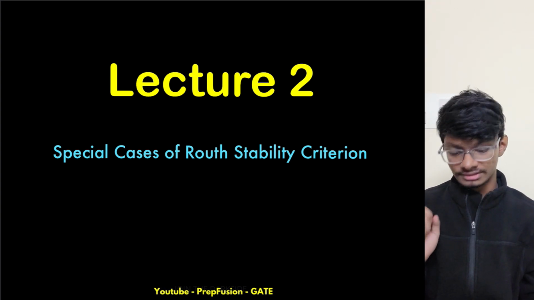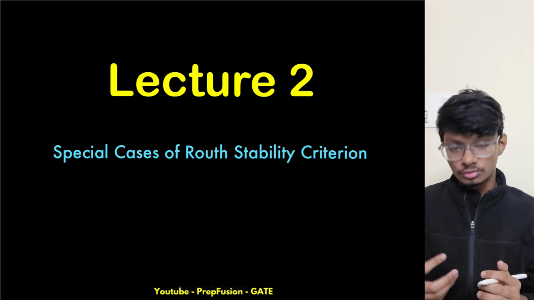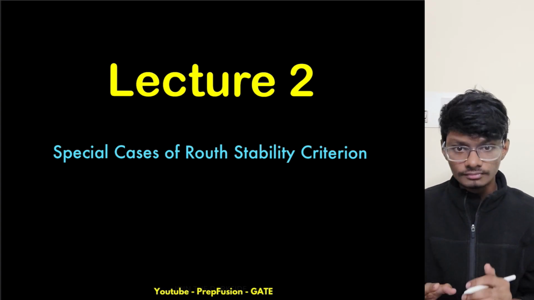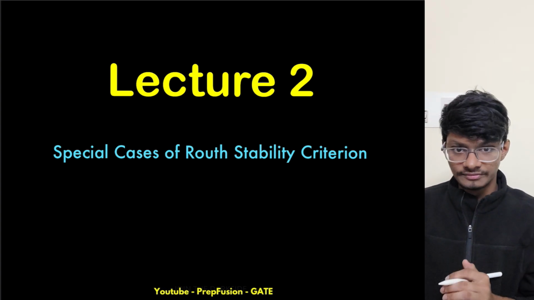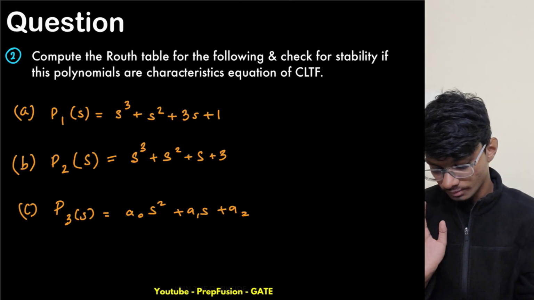So today we will be starting lecture 2 of my Routh stability criterion chapter, right? Before starting this lecture, I will go to the previous question because I gave you some homework, a few assignment questions, so that we will do. So this was the assignment, right?